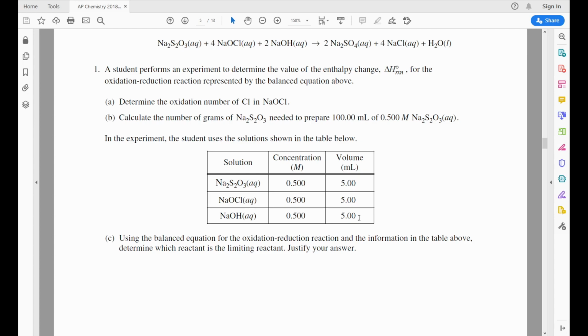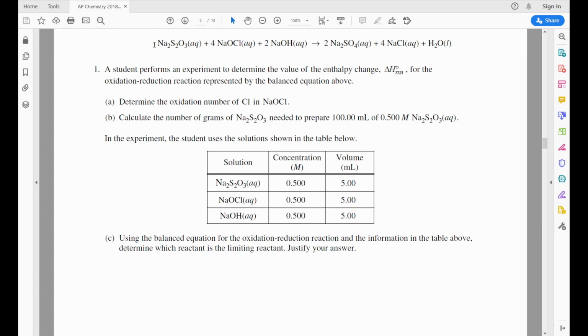Use the balanced equation for the oxidation reduction reaction. Okay, use the balanced chemical reaction and the information in the table above. Determine which reactant is the limiting reactant. Justify your answer. So, restate, which one's going to run out first? Which one are we using more of per one time through the cycle? So let's think about this in terms of using a milliliter of a solution each time. It's not exactly accurate what's going on, but it'll help you get the picture.